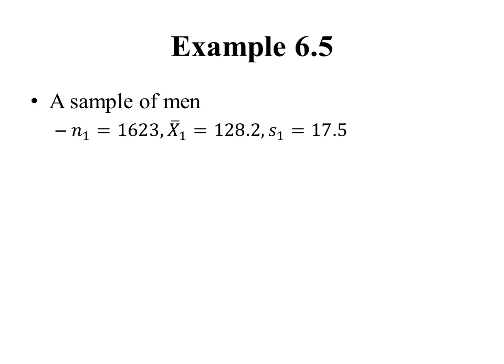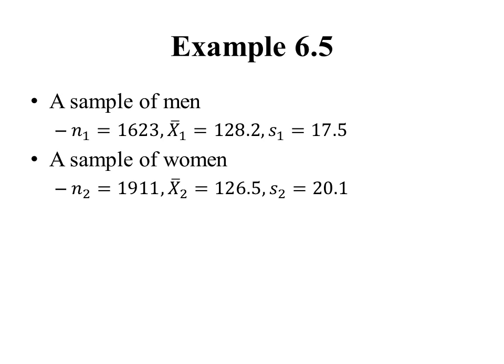So suppose we go out and we get a sample of 1,600 men. We take the blood pressure of each and we calculate a mean blood pressure of 128 with a standard deviation of 17.5. And then we go out and we get a sample of 1,900 women. We take the blood pressure of each, get a mean of 126.5 and a standard deviation of 20.1. So this number right here is a point estimate of mu1. This number right here is a point estimate of mu2.